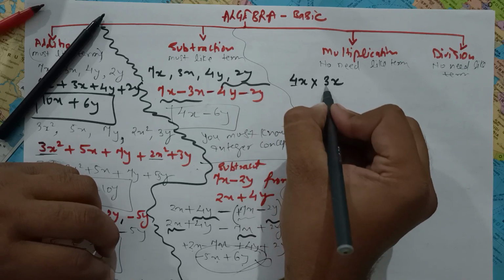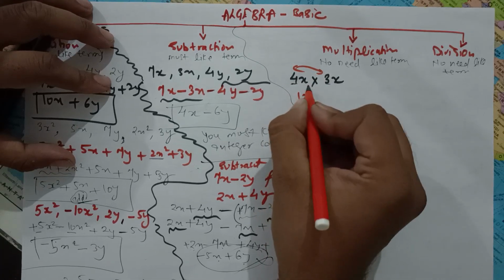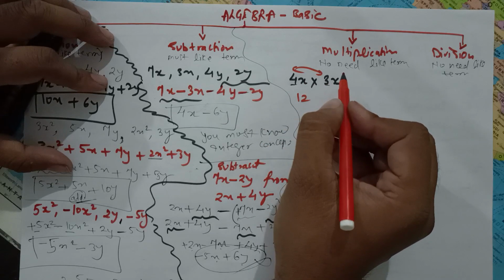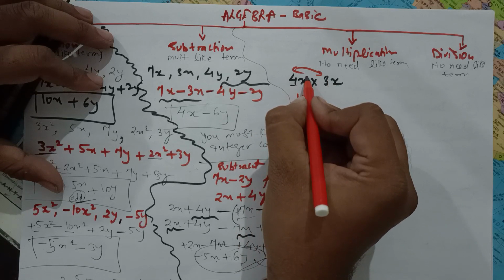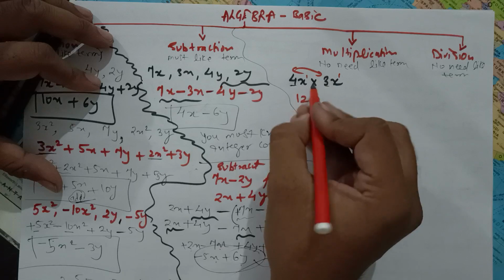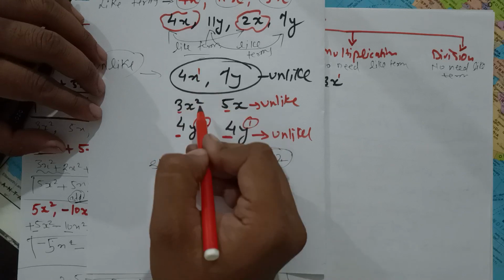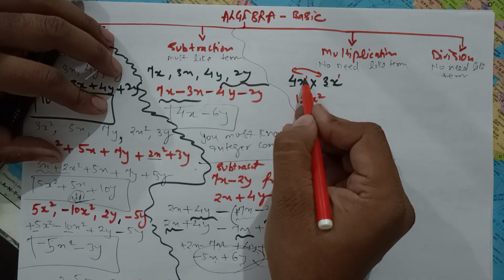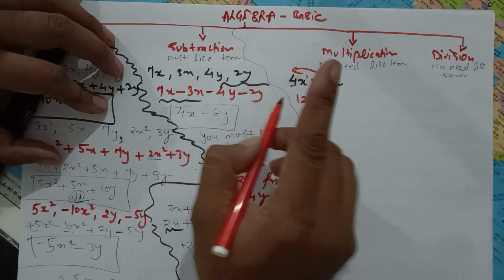Just multiply the numbers before the x. 4 into 3, 12, and the power of x will get added. Here by default the power is 1, and here by default the power is 1. If you don't find any degree, it means it has 1. So it becomes 12x square, 1 plus 1. The power in the variable will get added, not multiplied.